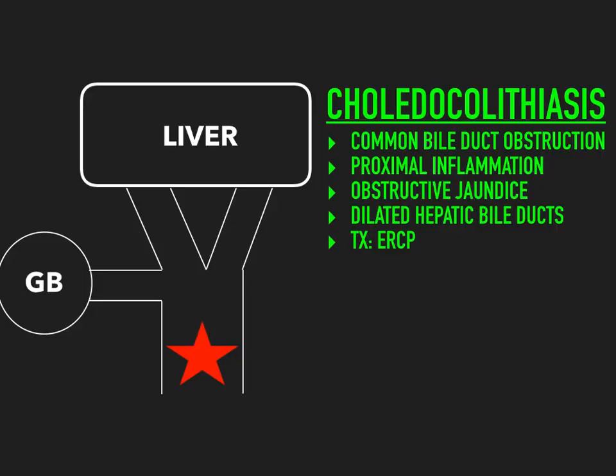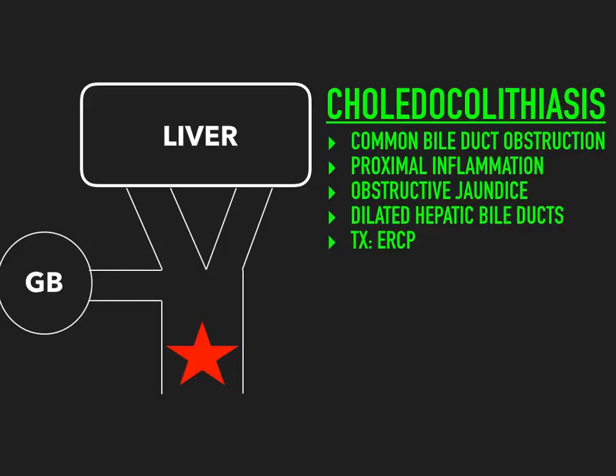So choledoco just means common bile duct. The first two letters of common are CO. So choledocolithiasis: co for common bile duct, and then lithiasis again means stones. Just like cholelithiasis meant stones in the gallbladder, choledocolithiasis means common lithiasis. So that's where this comes from. This is a common bile duct obstruction.